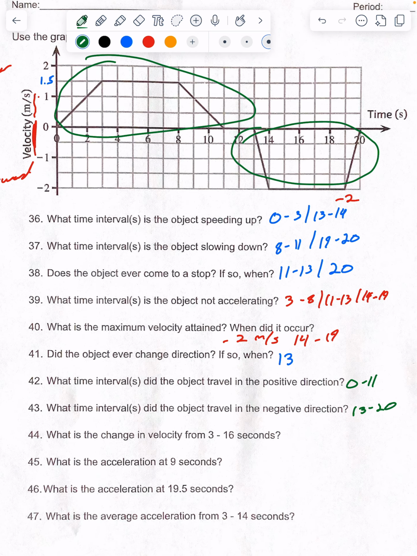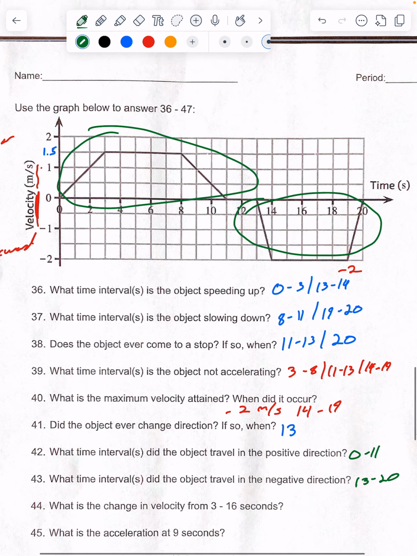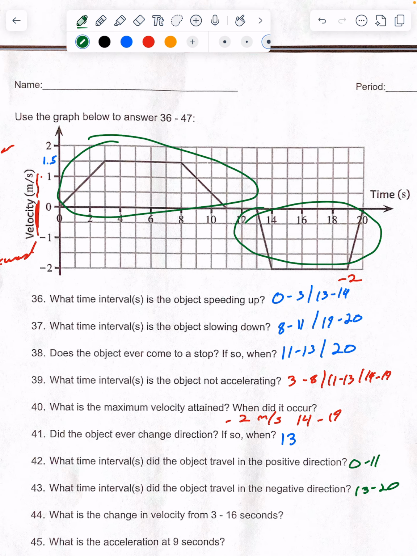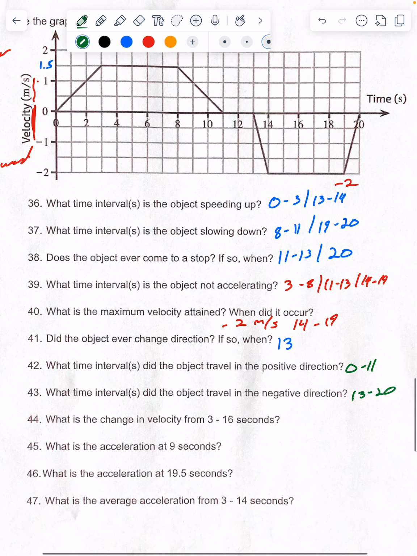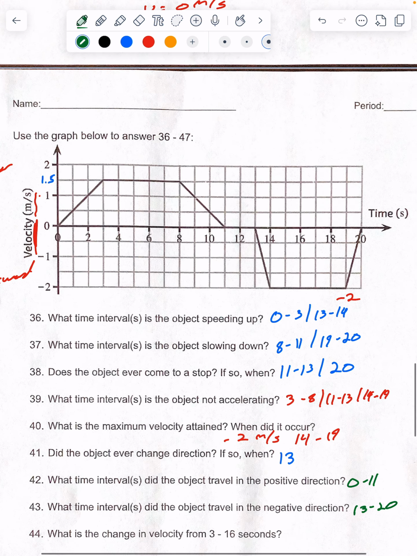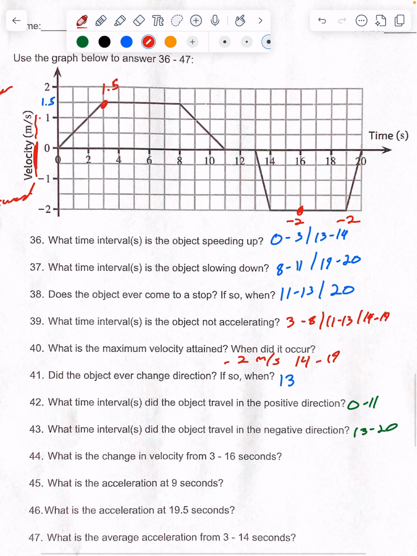Number 44, what is the change in velocity from 3 to 16 seconds? This is almost like doing displacement on that last graph. We're just looking at what our change in y is. So 3 would be right here, and at 16 seconds, I'm right here. How much did I change my velocity? Well, I was at 1.5 here, and now I'm at -2 down here. So what's the gap? It went down -3.5 meters per second.